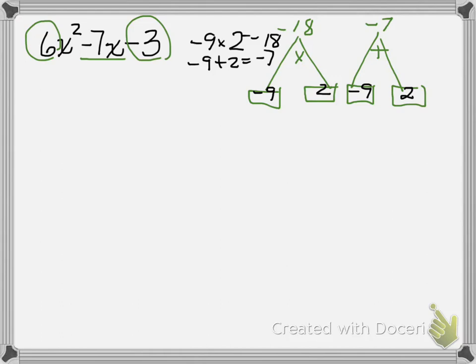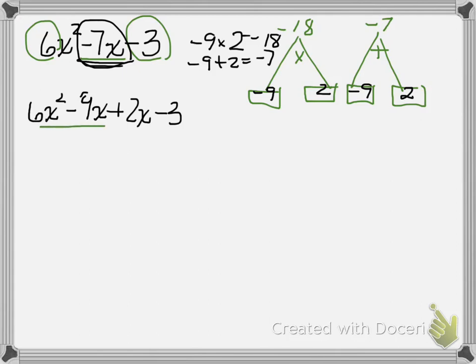So now recall that what we do with those two numbers that we just got, we use it to expand our middle term. So rewriting, we're going to leave the first term and the last term as is, and we're going to replace this negative 7x using the two numbers we just found. So a negative 9x plus 2x. And now we proceed using our grouping technique.